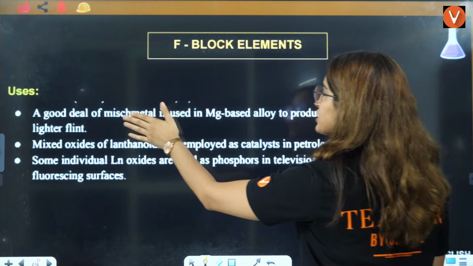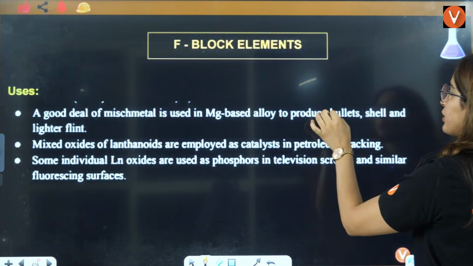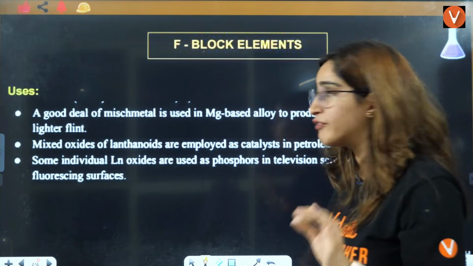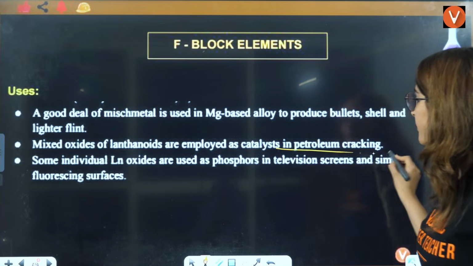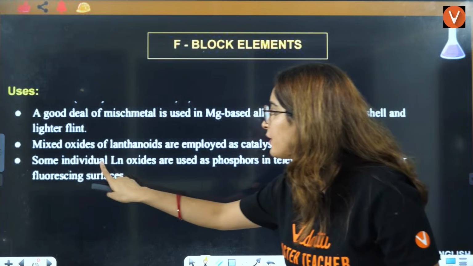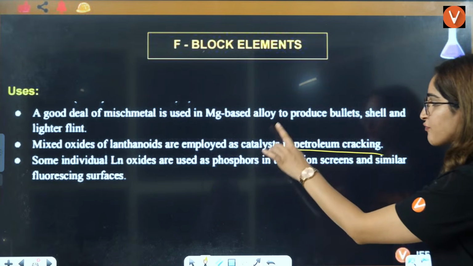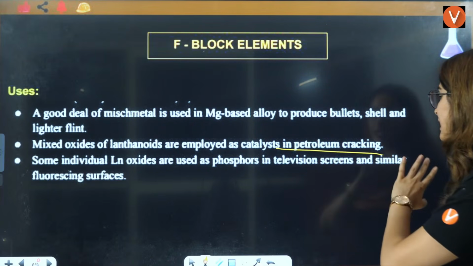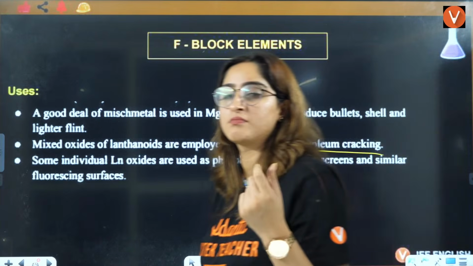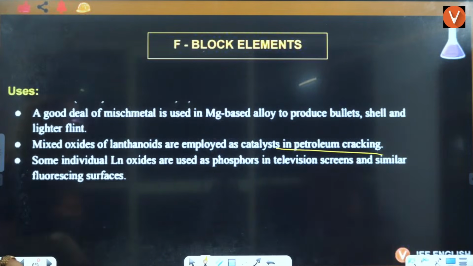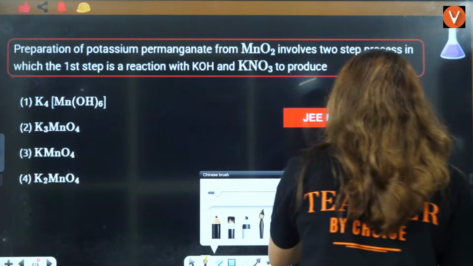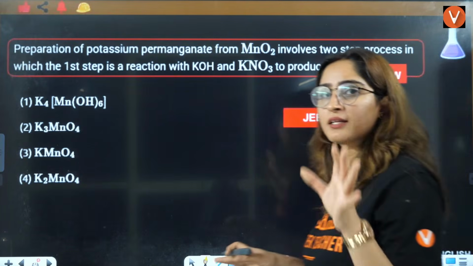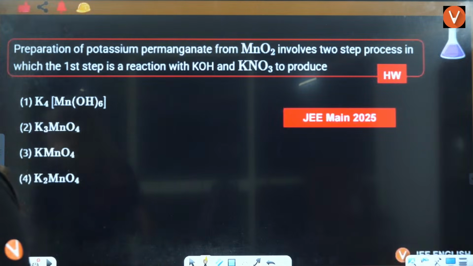A good deal of mish metal is used in magnesium-based alloy to produce bullets, shell, light flints. Mixed oxides of lanthanoids are employed as catalyst in petroleum cracking. Some individual lanthanoid oxides are used as phosphors in television screens. That means the glow in the screen that you see, and similar fluorescent surfaces. Okay, that's it. Now, last part that I have told you. This PDF will be provided to you.